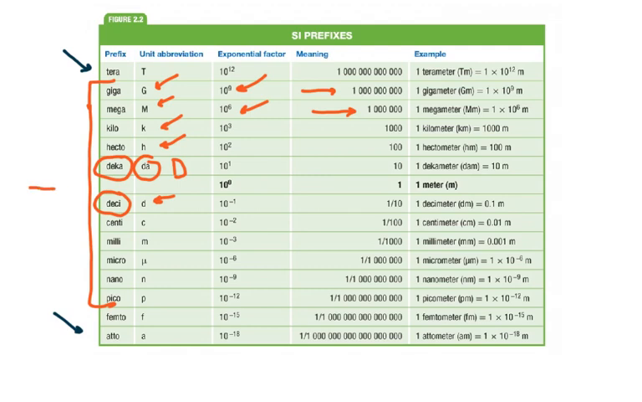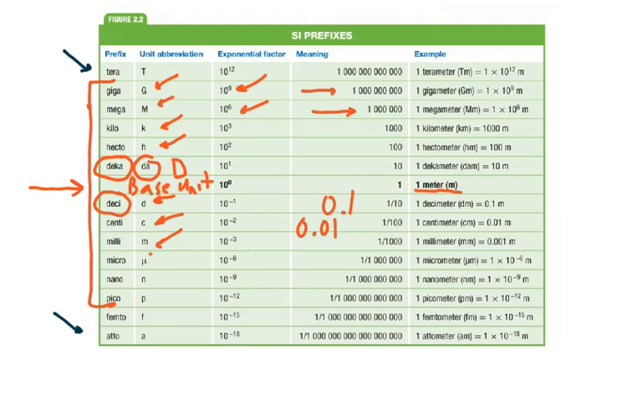Now notice over here that there is nothing. There is no prefix. This is what we call the base unit. This depends on what you are measuring. If it's length, it would be meters. There is no prefix. If it's mass, it would be grams. If it's time, it would be seconds. So the base unit has no prefix. And then everything gets smaller. You got centi, milli. Notice deci is the equivalent of 0.1. Centi is the equivalent of 0.01. And then it keeps decreasing by a factor of 10.